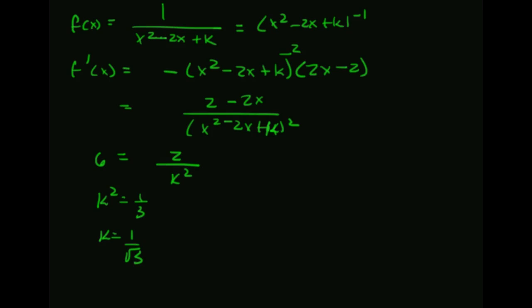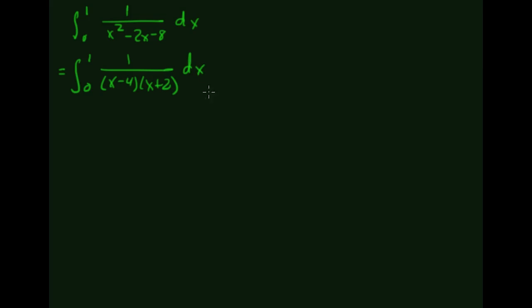Let's look at part B. Part B says let k be negative 8 and find the integral from 0 to 1 of this. So we're going to say that this is x squared minus 2x minus 8 dx. This is begging to be factored. So this is going to give me x minus 4 times x plus 2, which means that this is now one of these.